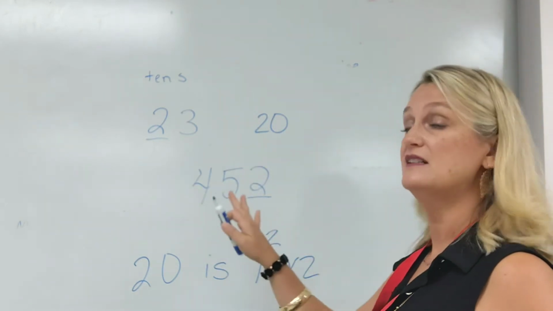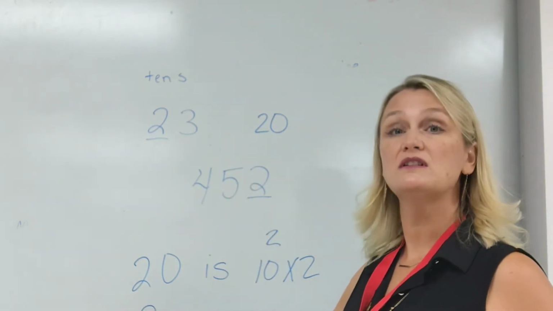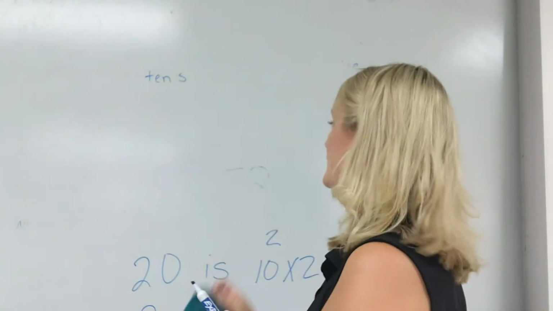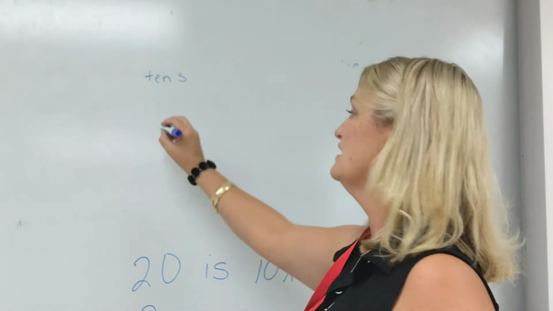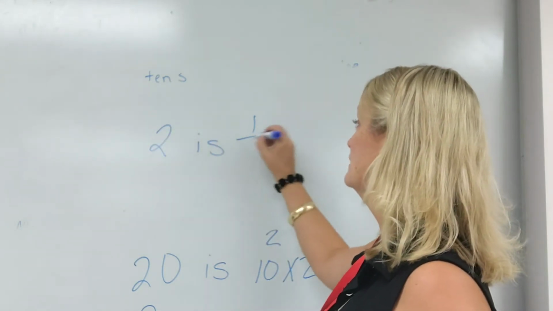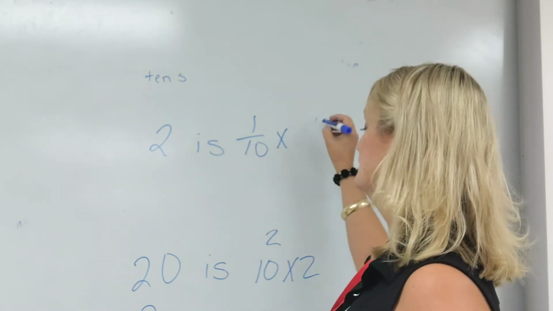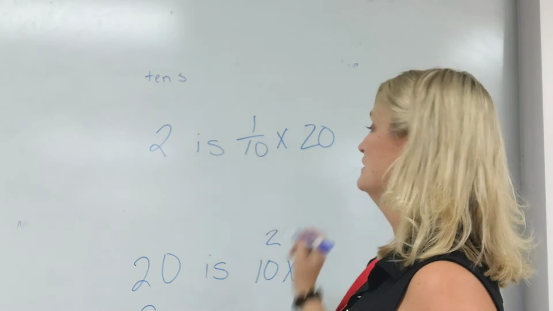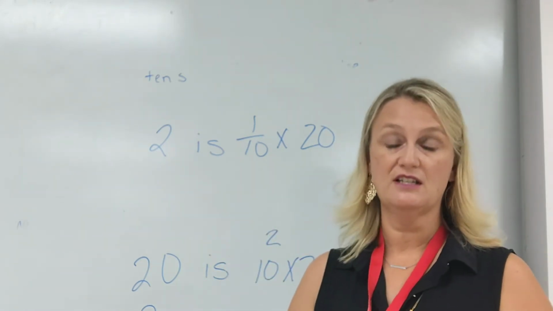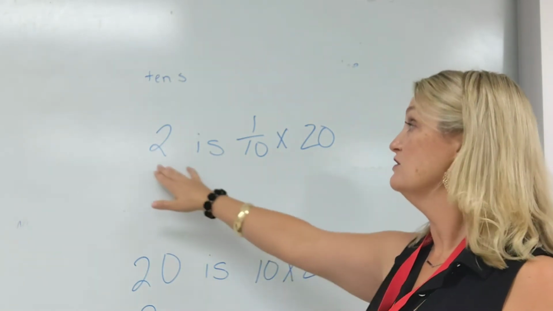But this same sentence can be written another way. If you reverse where the numbers are, you would say 2 is 1/10 times 20. 1/10 times, 1/10 of means times. So 1/10 times 20 is 2.